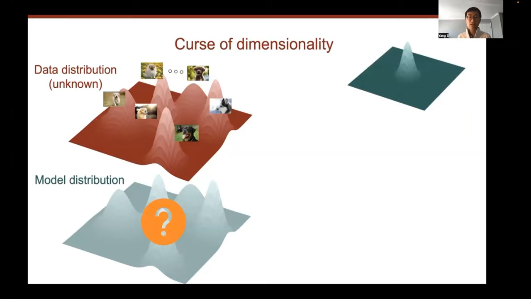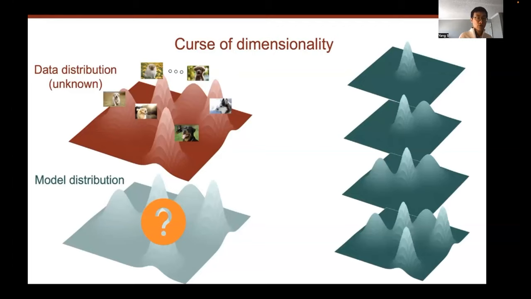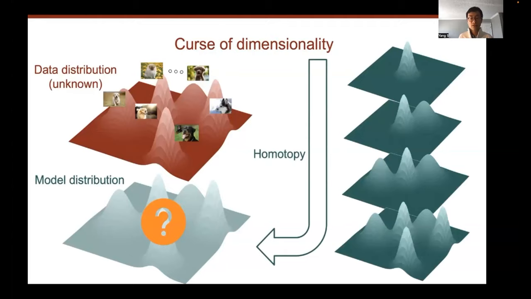So Gaussian distributions are simple, even in high dimensional spaces. And once we understand how to do generative modeling with a Gaussian distribution, we can gradually increase the complexity of those distributions. And eventually, we will be able to reach the desirable complexity of our original data distribution. In this process, we will form a sequence of different model distributions, which I call a homotopy.